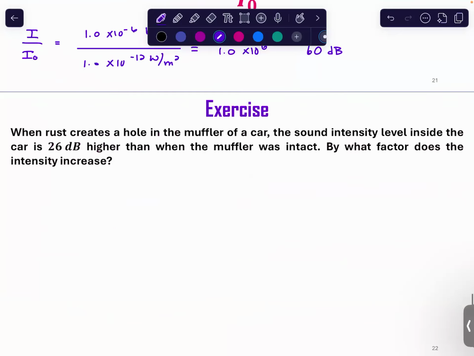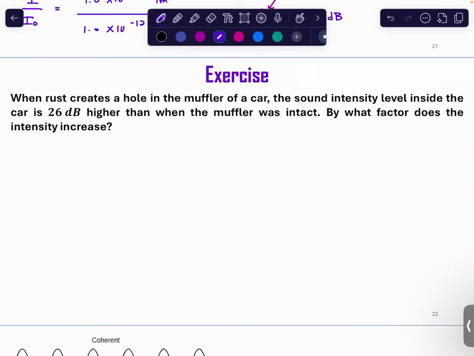So when rust creates a hole in a muffler of a car, the sound intensity level inside the car is 26 decibels higher than when the muffler was intact. By what factor does the intensity increase? Well, when we're thinking about an increasing factor, we want to know this ratio, I2 over I1. It'll tell us how many times greater the new intensity is.